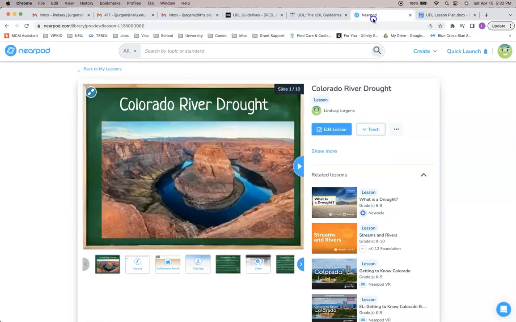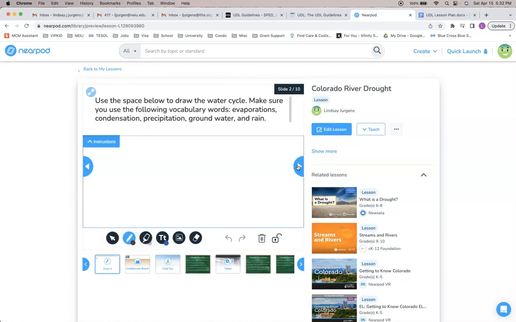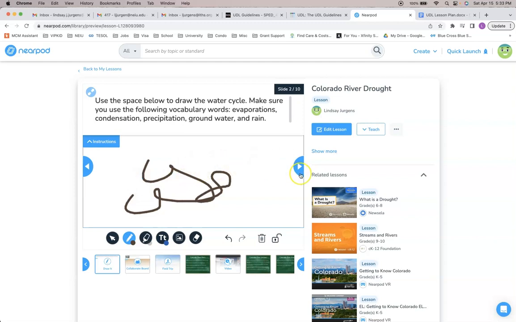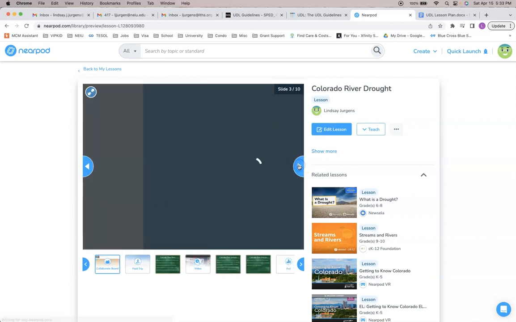So if we look at the actual Nearpod and go to slide 2, students have the opportunity to draw the rain cycle. As you can see, we can draw on this slide. That falls under activate or supply background knowledge. So students should know about the water cycle. That's representation and comprehension. Again, once the student has submitted this, they can project it onto the screen and we can view as a class all of the different water cycles that students have drawn.